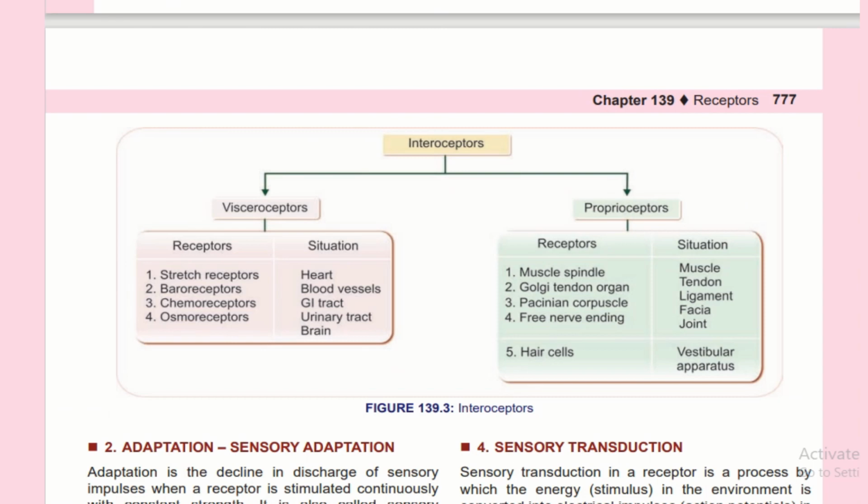Then we have interior receptors. We said interior receptors are divided into two parts, visceroreceptors and proprioceptors. Proprioceptors include muscle spindle, Golgi tendon organ, Pacinian corpuscles, free nerve endings and hair cells. Muscle spindles are situated in muscles, Golgi tendon organs in tendons, Pacinian corpuscles in ligaments and fascia, nerve endings in the joints, and finally hair cells in the vestibular apparatus. And then we have visceroreceptors, which include stretch receptors, baroreceptors, chemoreceptors, and osmoreceptors.